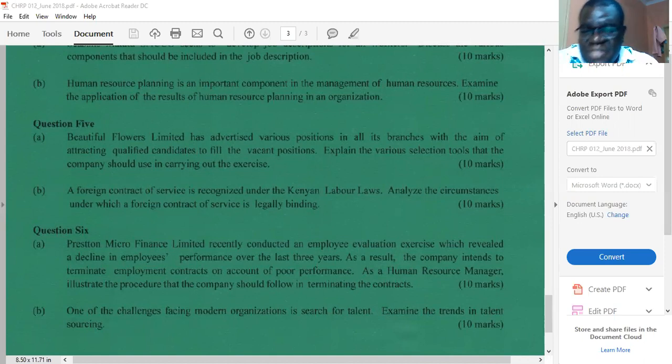So that we'll consider what procedure did you adopt? How did you communicate the decision to the employee?